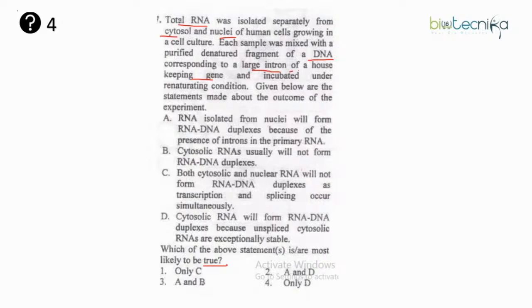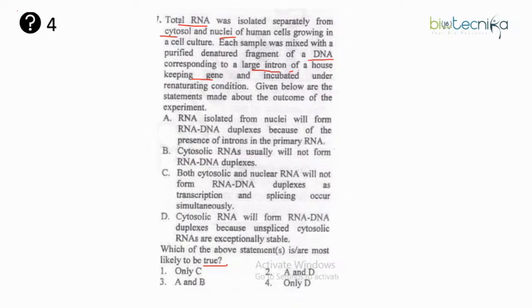So I hope you have understood what they have done. They have taken out the total RNA from the cytosol and from the nuclei, so you have two sets of RNA. With both sets, you are incubating a DNA sequence corresponding to an intron, an intron of a housekeeping gene. That means it is like universal. The sequence is definitely going to be present in that particular cell, or in that particular genome.